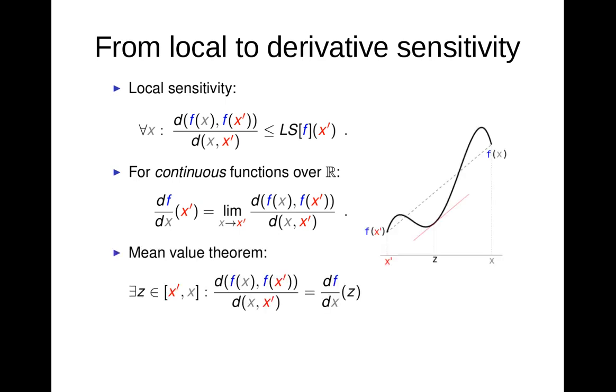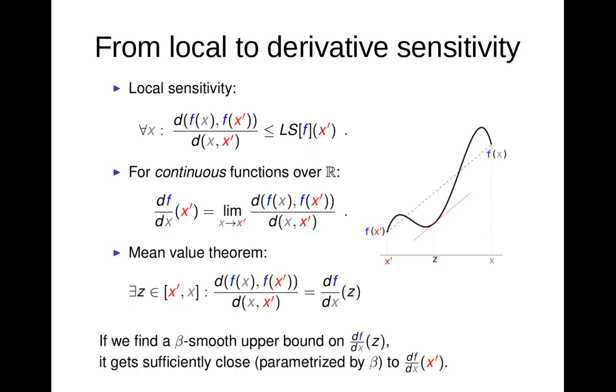And when we consider the fraction between the distances of function values and the distances of arguments, then the value of this fraction is actually achieved by this function at a certain point z, which is between x and x prime. And if we consider not just the derivative of f, but some beta smooth upper bounds of this derivative, then this derivative value at z is actually close to the derivative value at x prime, where the closeness actually depends on the value of beta.